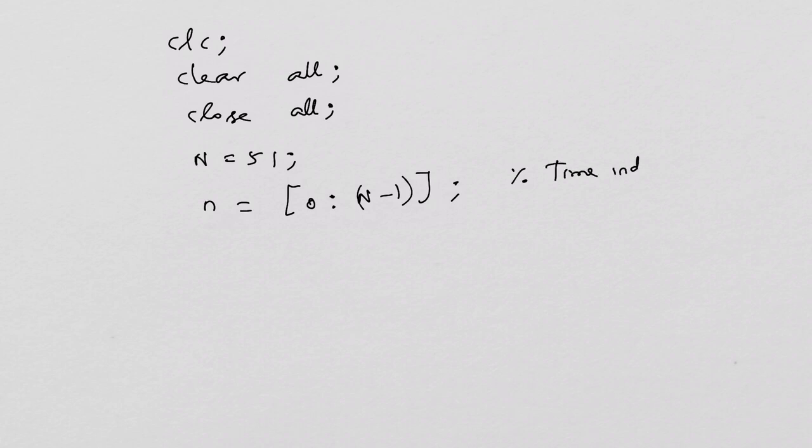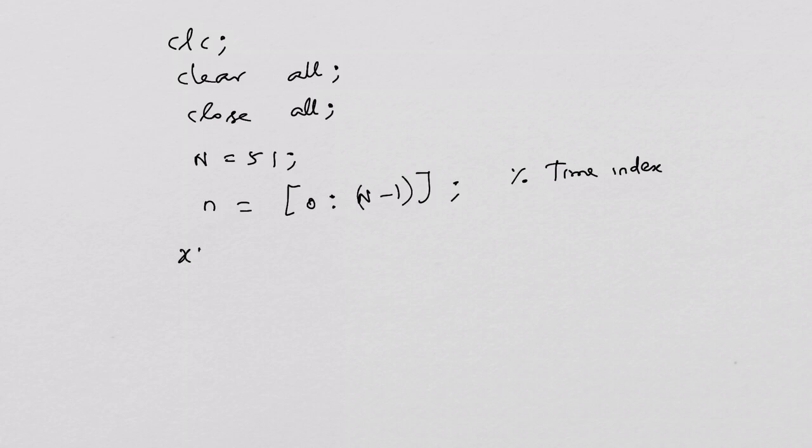So the first command is CLC, and you know the use of clear all, close all. Yes, let me fix the length of the sequence is equal to 51, and small n is an array vector which starts from 0 and goes up to n minus 1. It is the time axis, time index.